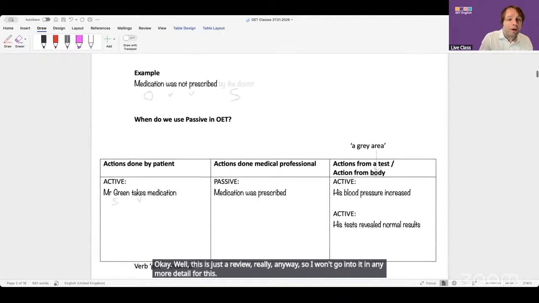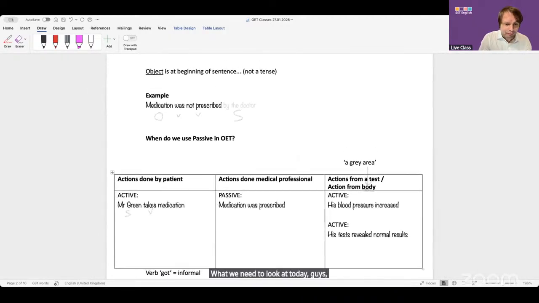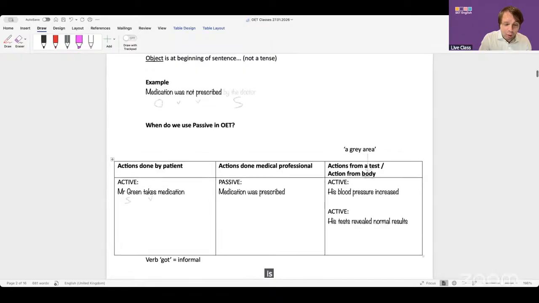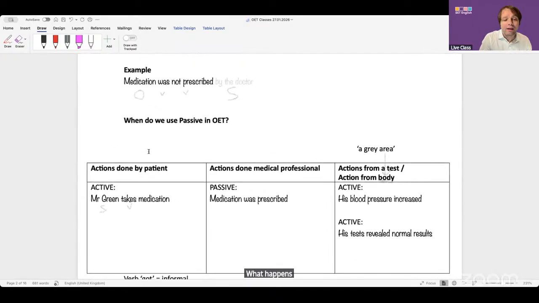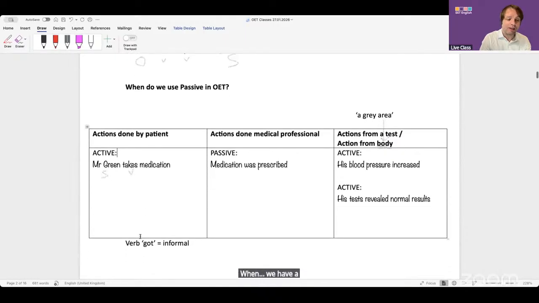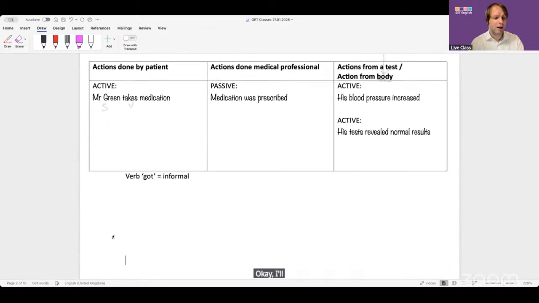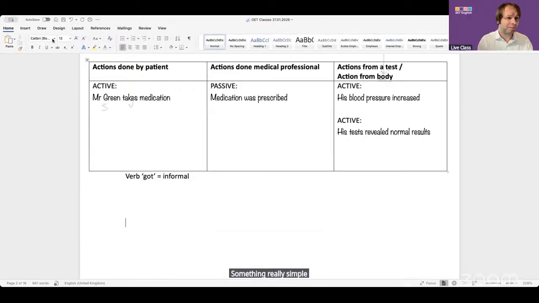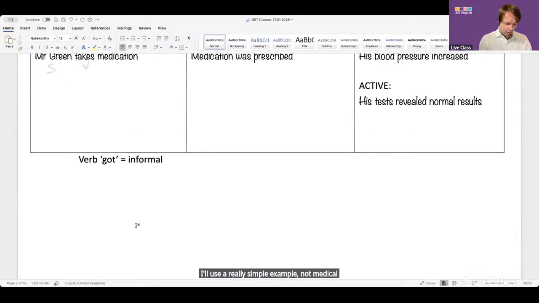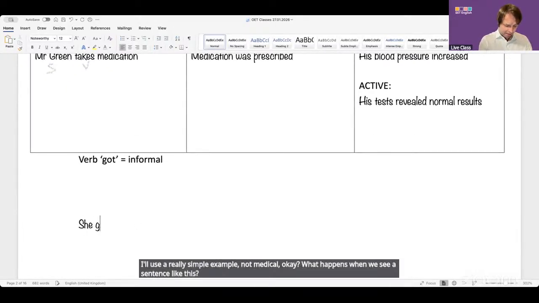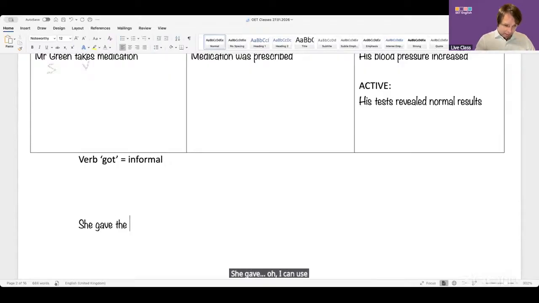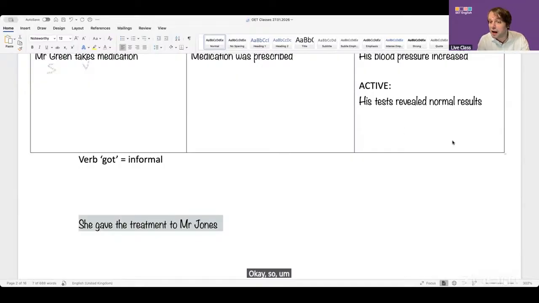What we need to look at today, guys, is what happens when we have a sentence. Can I give you an example sentence? I'll use a really simple example. What happens when we see a sentence like this? She gave the treatment to Mr. Jones.